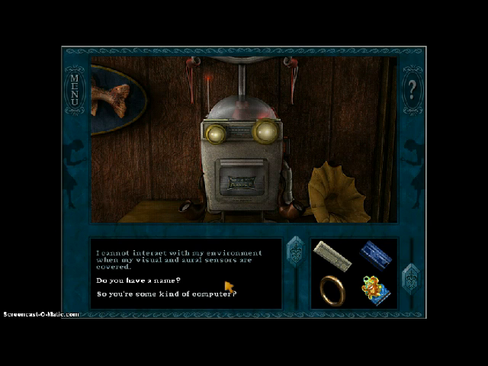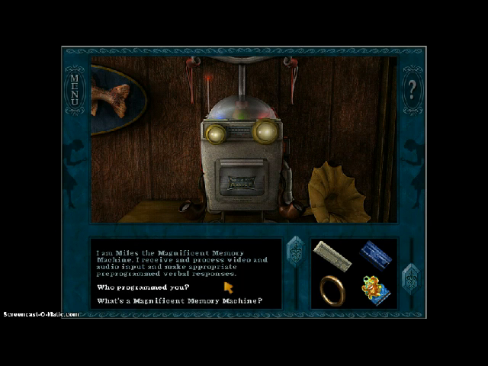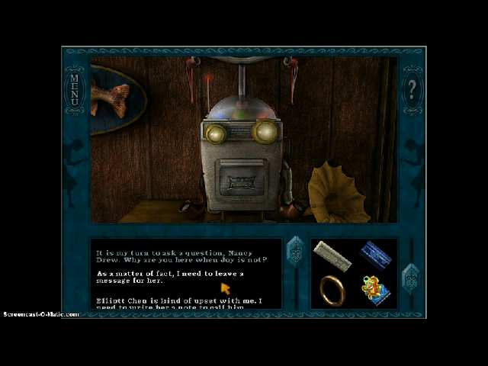This is quite an interesting piece of engineering. Do you have a name? I am Miles, the Magnificent Memory Machine. I receive and process video and audio input and make appropriate pre-programmed verbal responses. Wow. You are very highly advanced for a robot. Being able to have a conversation with this thing is really interesting. Who programmed you? It is my turn to ask a question, Nancy Drew.